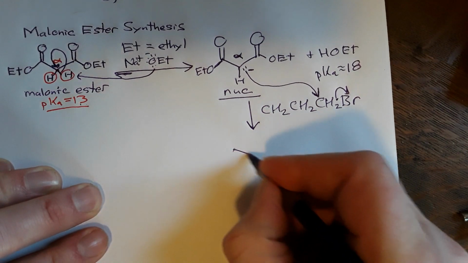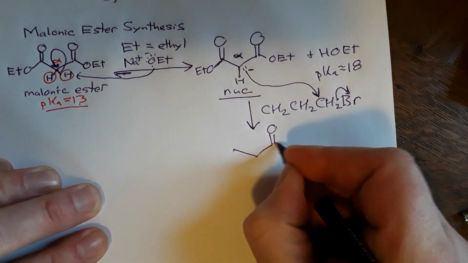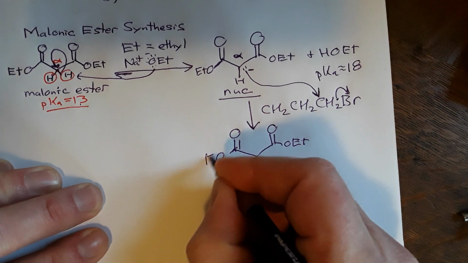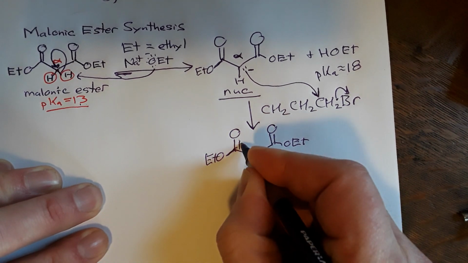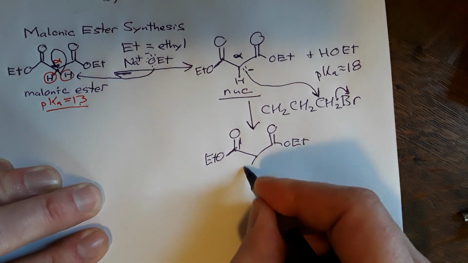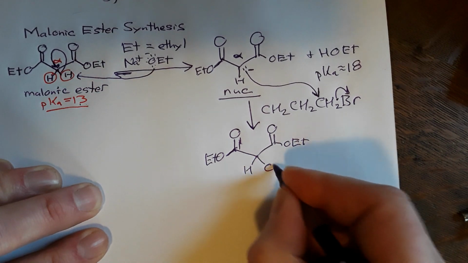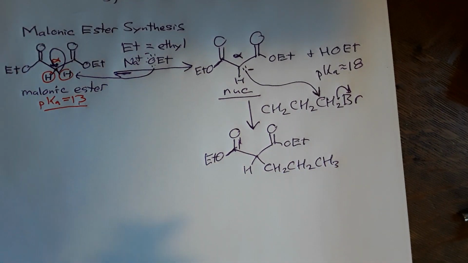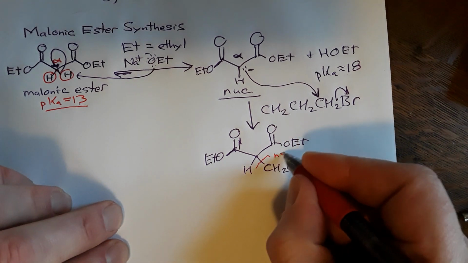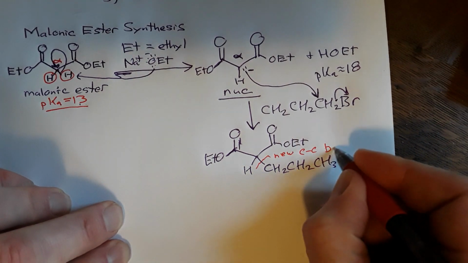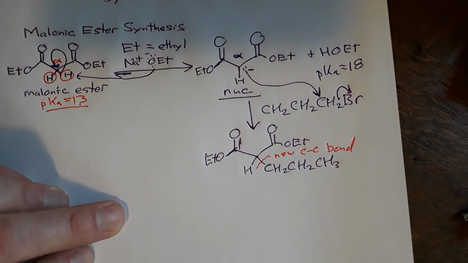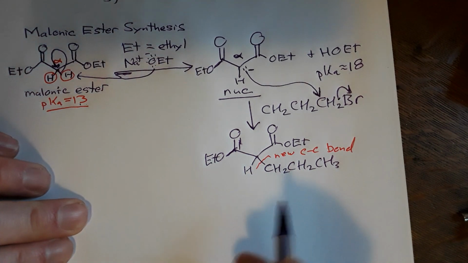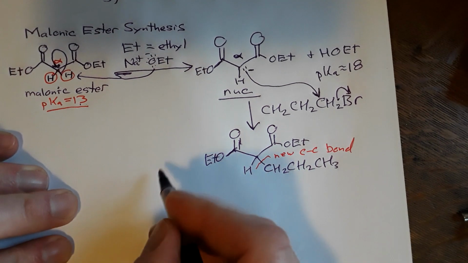So here's our product of that step. We still have the ester groups on there, and we have this 1 hydrogen still left on there, and then we have added this 3 carbon chain. And so here is our new carbon-carbon bond that we formed. Okay, so we've done that, and in this malonic ester synthesis, I'm just going to walk you through it, and you can see what happens.